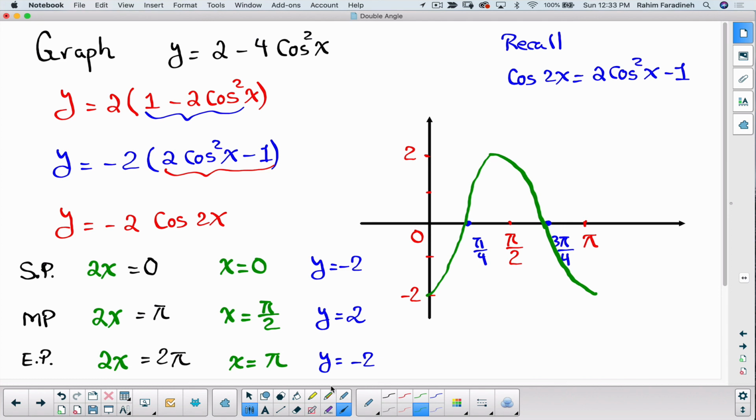I hope this presentation on double angle formulas helps you understand the topic and how to graph, how to simplify, and how to also verify some identities.